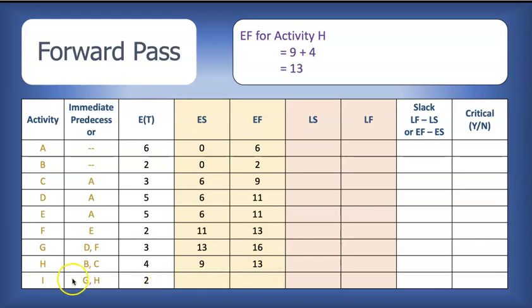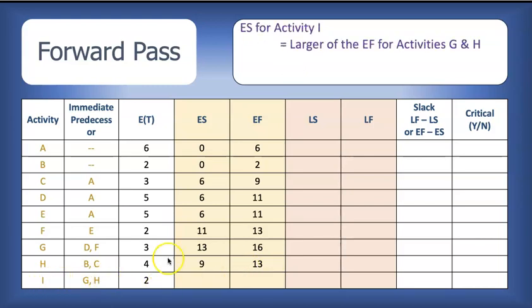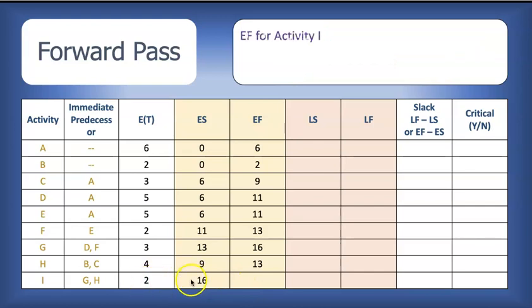Then activity I follows G and H. So we're looking at the finish times for G, which is 16, and H, which is 13. And we're taking the larger of the 2, so we're using week 16. For the finish time, 16 plus the expected time of 2. 16 plus 2 is 18. So that's our end time. Now, for the expected project completion time, it will be the largest earliest finish time. So we're looking through this entire column for the largest time.